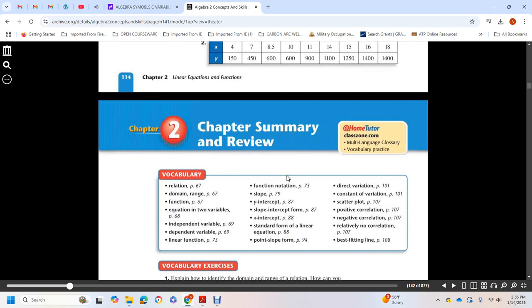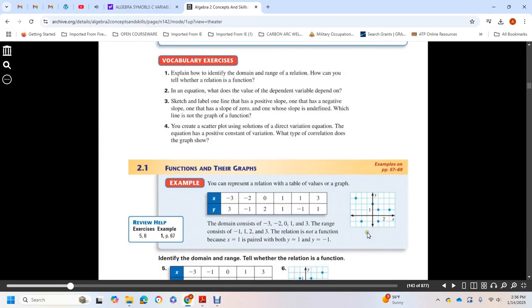Chapter 2 Summary with a review of vocabulary: relation, domain, range, function, equations in two variables, independent variable, dependent variable, linear function, function notation, slope, y-intercept, slope-intercept form, x-intercept, standard form of a linear equation, point-slope form, direct variation, constant of variation, positive correlation, negative correlation, and best-fitting line.